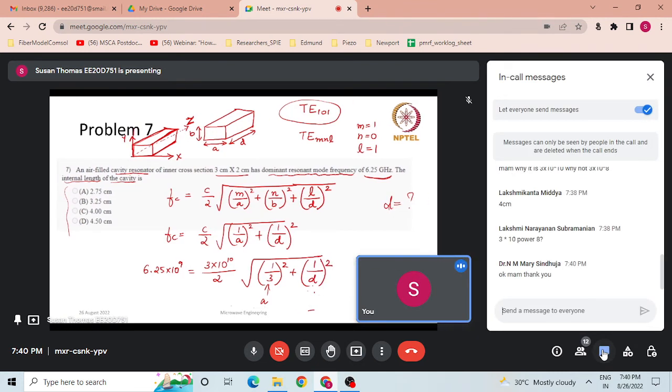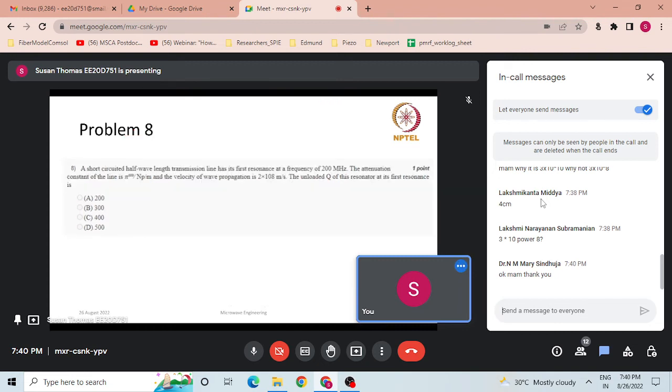I hope it is clear. As Lakshmi Kanta said, the answer is D. D is 4 centimeters. Yes. If all of you try, you will get the answer. D is equal to 4 centimeters. If there are no more doubts, then we'll move on to the next question.